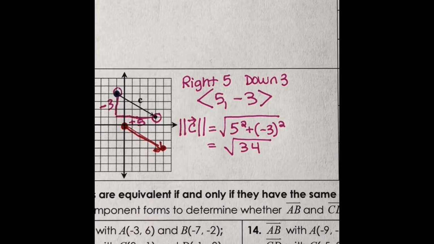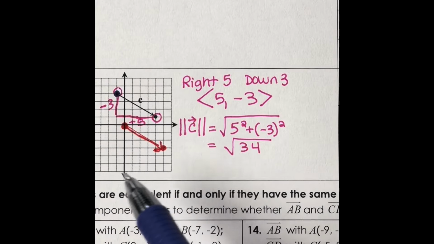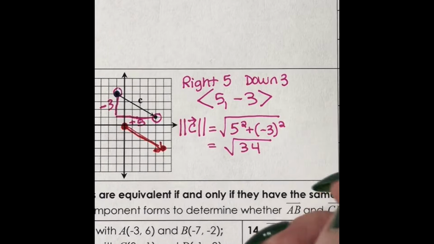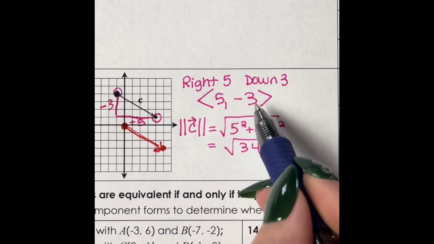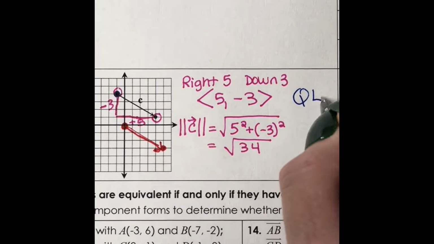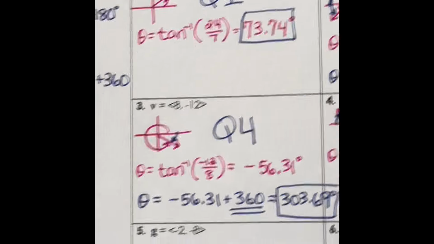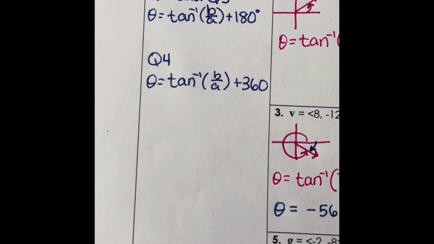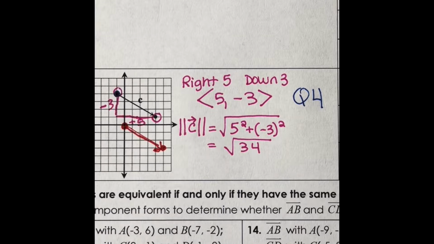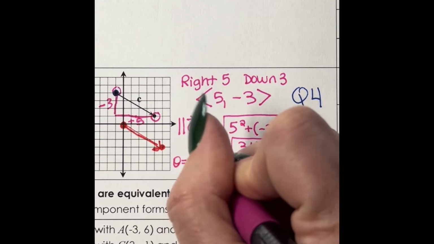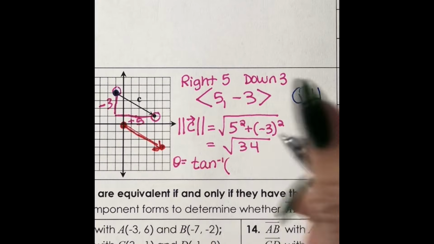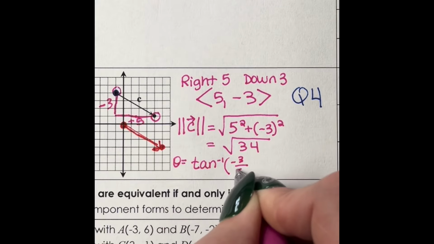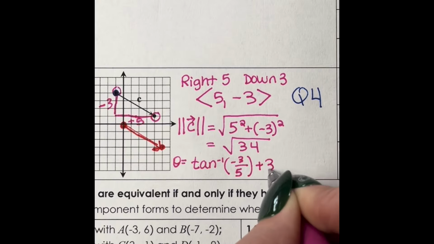Now, I can see by my picture that my vector is in quadrant 4. Like, I can visually see that based on what I just did. I could have also figured that out just from the component form, right? Positive x, negative y, that is in quadrant 4. So if we go back and look at what we were supposed to do in quadrant 4, we're supposed to take our theta, whatever we get when we type it into the calculator, and add 360 degrees. So let's do that. So we're going to do theta is the inverse tangent of b, negative 3, over 5, which is our a, and then we're going to add 360 to that.